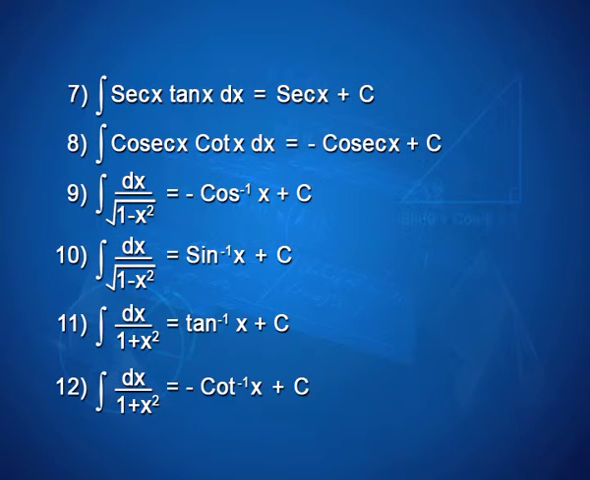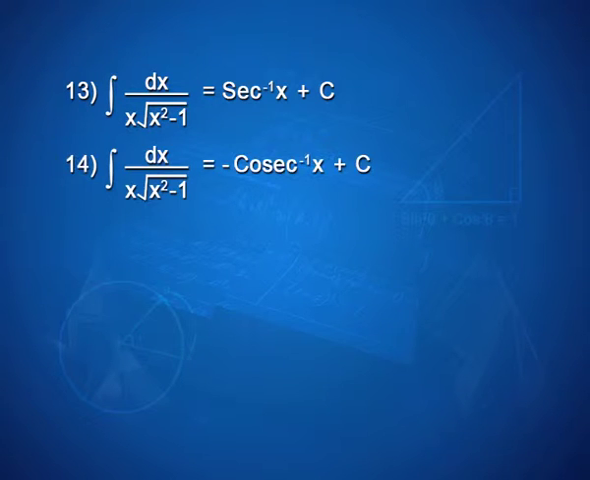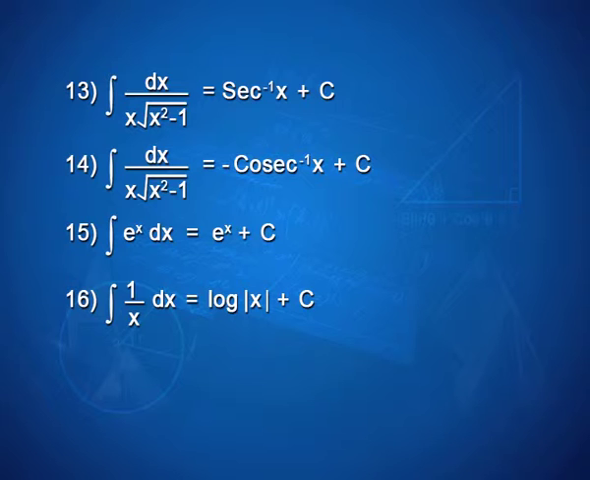11th, integral of dx upon 1 plus x square is equal to tan inverse x plus c. 12th, integral of dx upon 1 plus x square is equal to minus cot inverse x plus c. 13th, integral of dx upon x into square root of x square minus 1 is equal to sec inverse x plus c. 14th, integral dx upon x into square root of x square minus 1 is equal to minus cosec inverse x plus c. 15th, integral of e to the power x dx is equal to e to the power x plus c. 16th, integral of 1 upon x dx is equal to log of mod x plus c. 17th, integral of a to the power x dx is equal to a to the power x upon log a plus c.